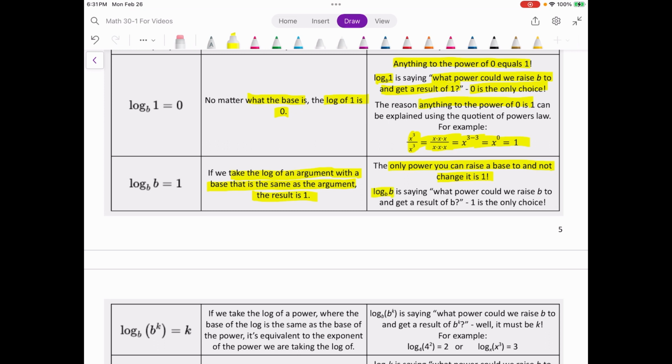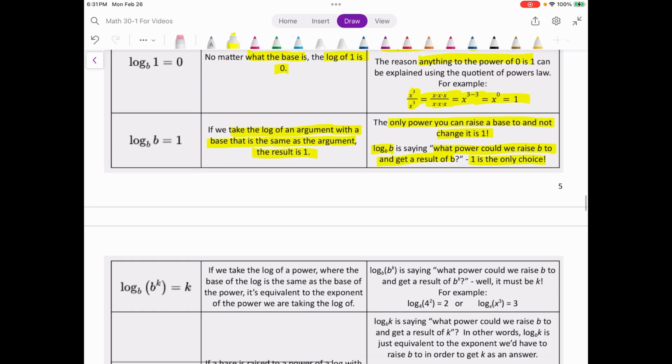And that's all log base b of b is saying. It's just equivalent to what power we would have to raise b to and get an answer of b. Well, the only option is 1. That's the only thing that could work. What power could we raise b to and get a result of b? It's got to be 1.